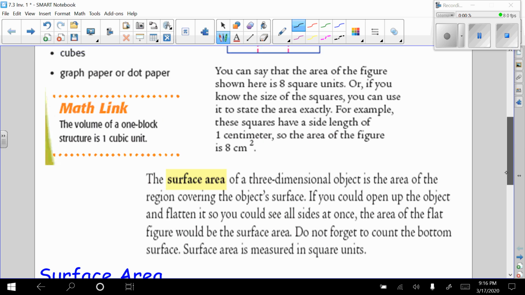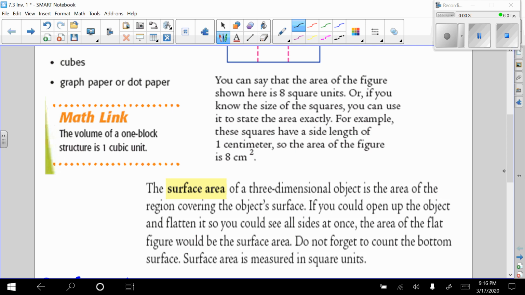When you talk about surface area, you're talking about a three-dimensional object, and it is the area of the region covering the object's surface. If you open the object up and flatten it, so you could see all the sides at once, you would find the area of each side and put that together to find the surface area. So we don't want to forget any of the sides: top, bottom, sides, front, back. And we also want to think of it as if we were wrapping it, how much wrapping paper would you need to go around the object?